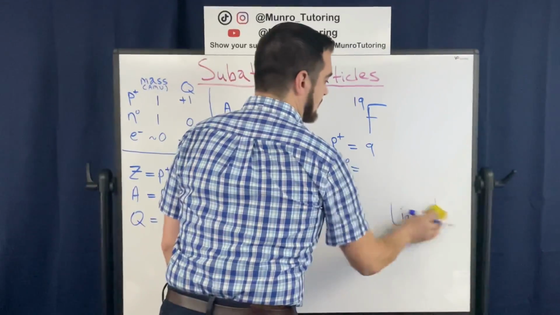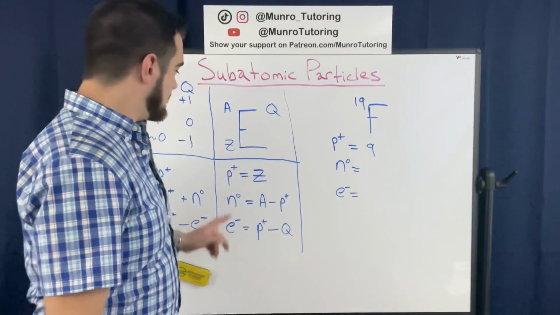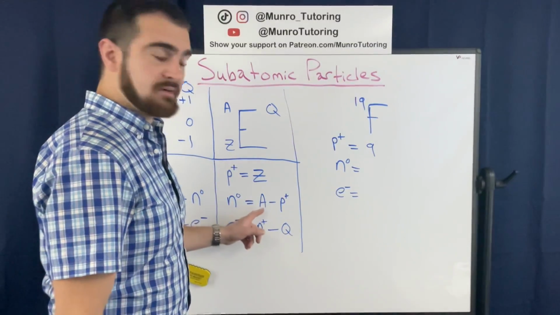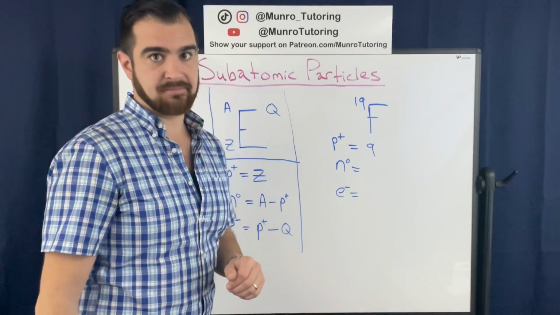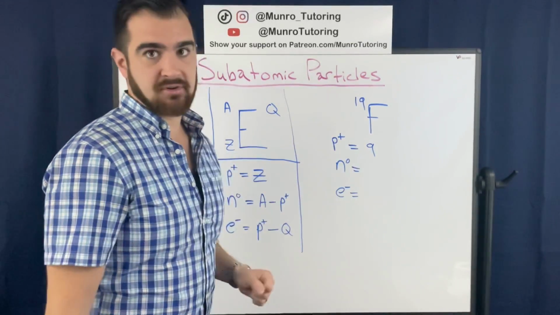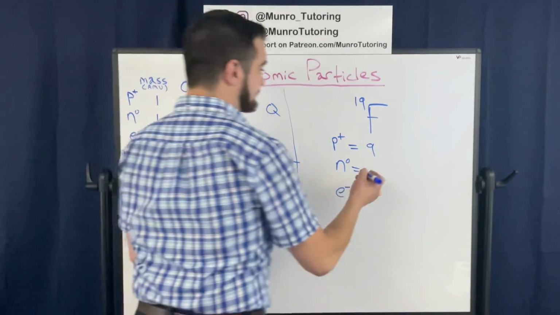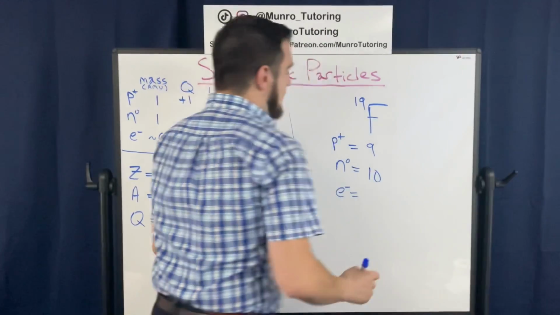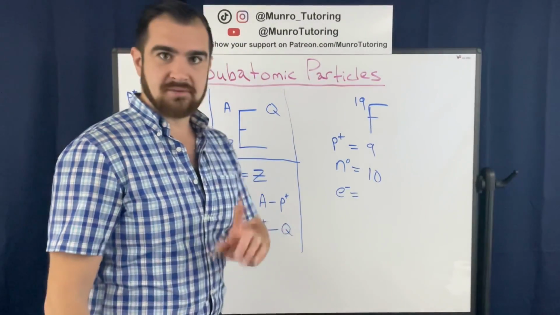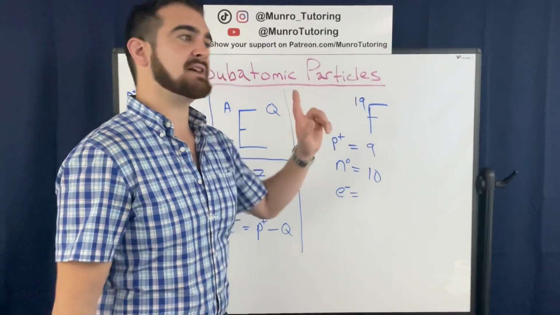And then let's do the neutrons. So neutrons is equal to the mass number minus the protons, right? So we have a mass number of 19, and there are 9 protons. So 19 minus 9 is 10 neutrons. And then I said we'll do something negative, but I just wanted to do quickly just fluorine itself, this isotope.